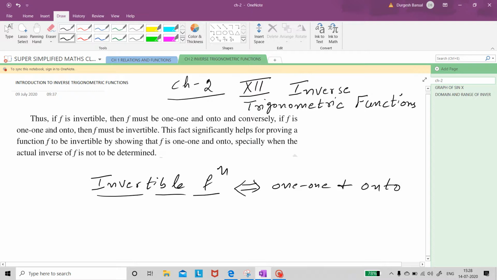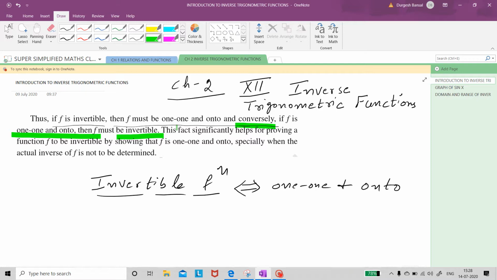So we have, if a function f is invertible, then f must be 1-1 and onto, and the converse is also true. That is, if f is 1-1 and onto, then it must be invertible. So we should now know it very carefully that if we want to talk about the inverse trigonometric function, inverse of any trigonometric function will exist only if the trigonometric functions will be 1-1 and onto.